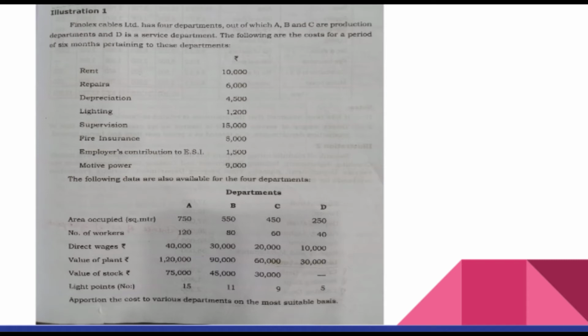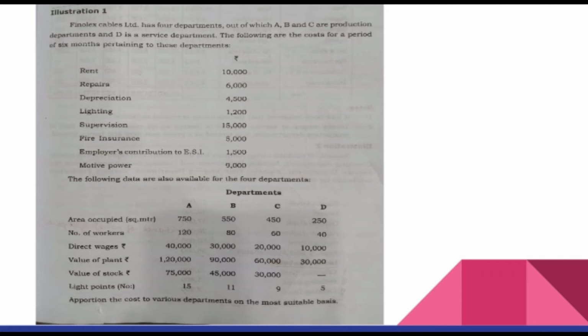We have to divide these items on the basis of the items given below. That means we can see area occupied for each department, number of workers, direct wages, value of plant, value of stock, light points, etc. Apportion the cost to various departments on the most suitable basis. This is our question. For preparing primary overhead distribution summary, first we have to find out the relation between these overhead items and the basis of apportionment.